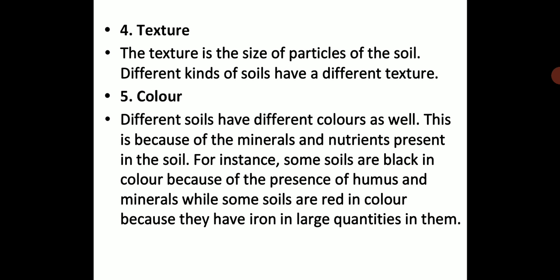For instance, some soils are black in color because of lots of humus and minerals, as we have discussed, while some are red in color because they have a large amount of iron content in them. So because of the large amount of iron in them, they are red in color. You see a red color soil, you can easily make out that it has a large amount of iron content in it.